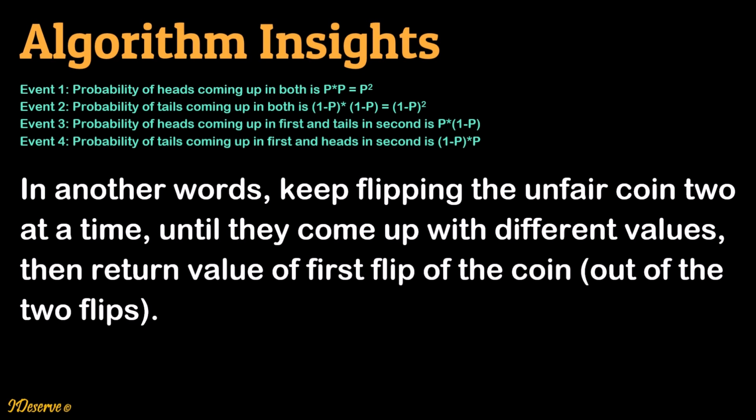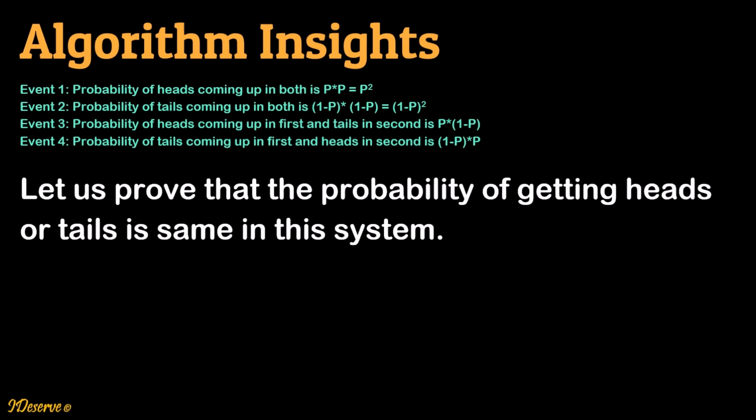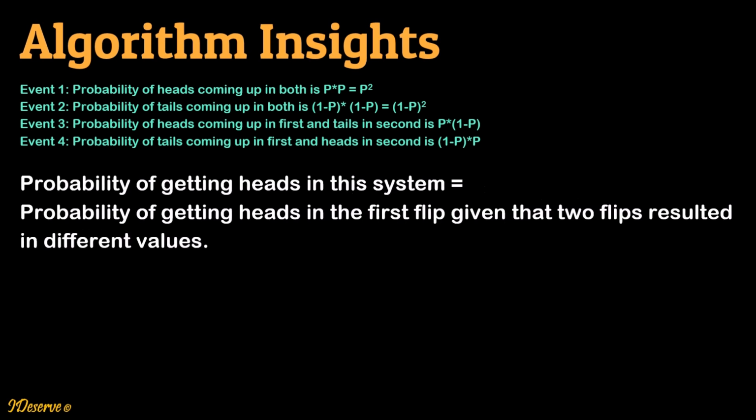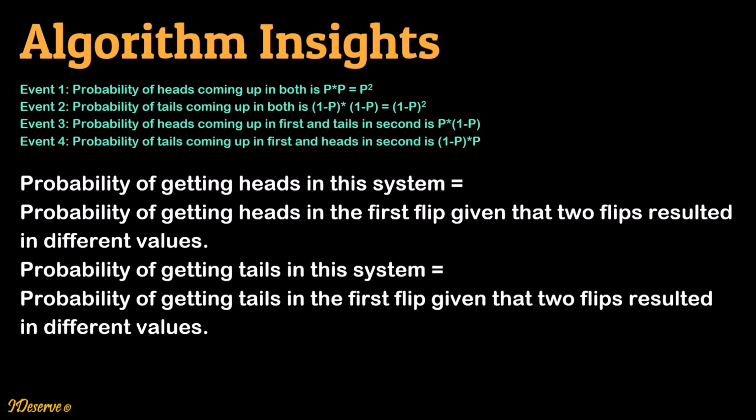In other words, keep flipping the unfair coin 2 at a time until they come up with different values, then return value of first flip of the coin out of the 2 flips. Let us prove that the probability of getting heads or tails is same in this system. So probability of getting heads in this system is probability of getting heads in the first flip given that 2 flips resulted in different values. And the probability of getting tails in this system is probability of getting tails in the first flip given that 2 flips resulted in different values.